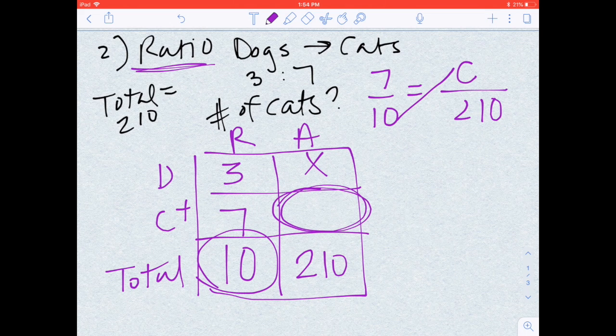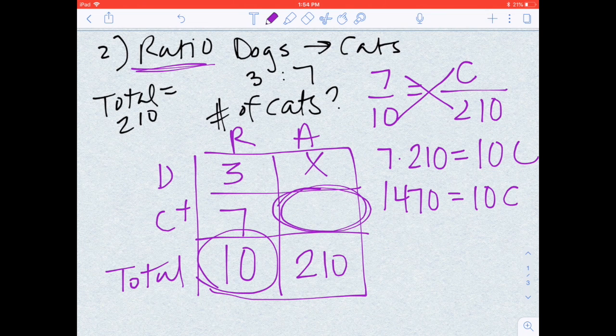Now I cross multiply. 7 times 210 equals 10C. To get rid of my 10, I'm going to divide each side by 10, but first I'm going to actually multiply my 7 times 210, and using my calculator I find out that that is 1470 equals 10C, and I'm going to divide both sides by 10 to get rid of my 10, cross off a 0 here. So now I have 147 equals C.